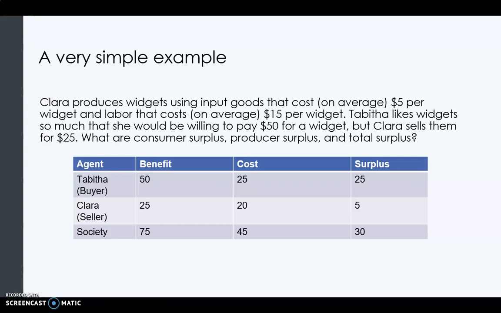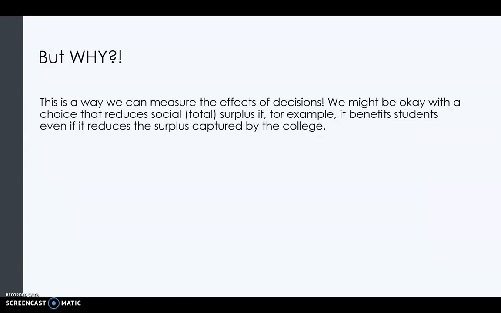All right. But why are we doing this? Well, this is a way that we can measure the effects of decisions. Measuring surplus allows us to see who is made better off and who is made worse off. And if we want to do some redistribution, like as a student, if you want to do something that might harm the college a little bit, reduce their producer surplus, but redistribute some of that to consumers, students, we might think that's a pretty good idea.